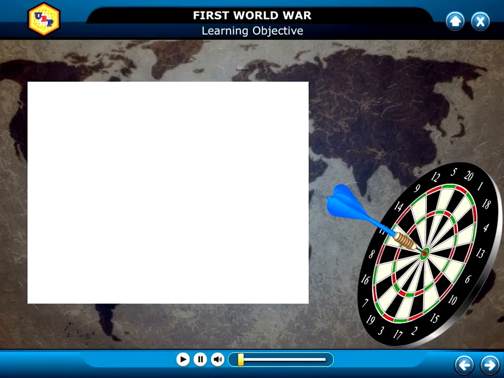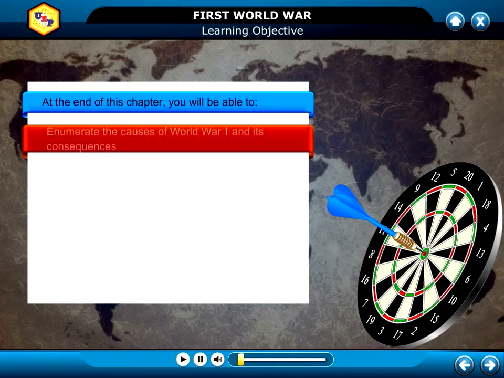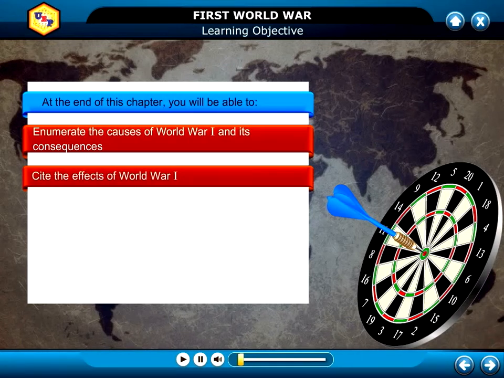Learning objectives. At the end of this chapter, you will be able to enumerate the causes of World War I and its consequences, and cite the effects of World War I.